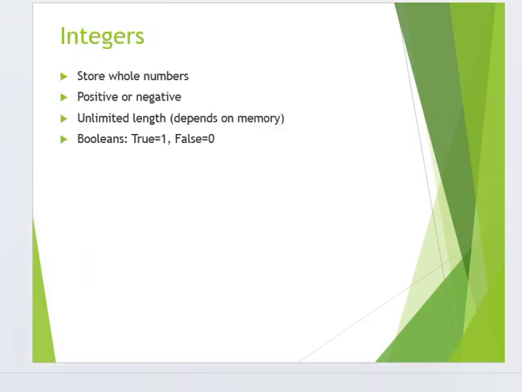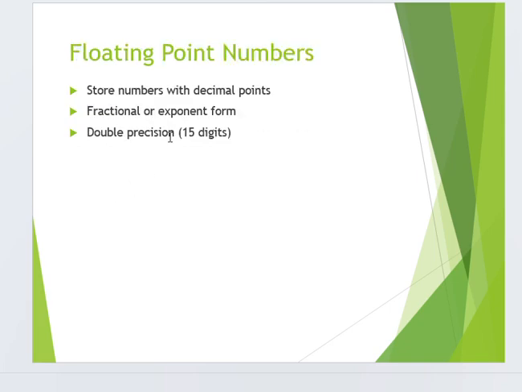Now let's move to the next one. I have explained integers and floating point. They have a fractional part or an exponent, and we have double precision, that is up to 15 digits.